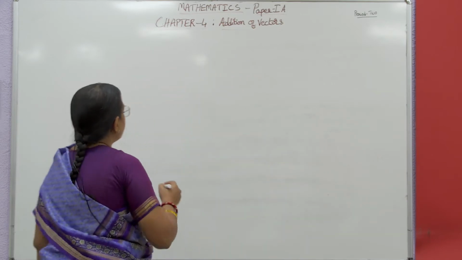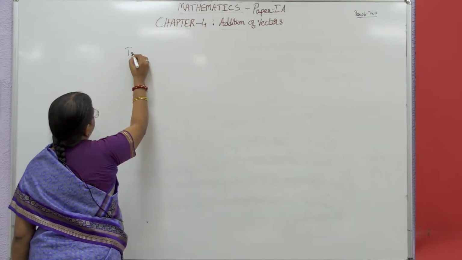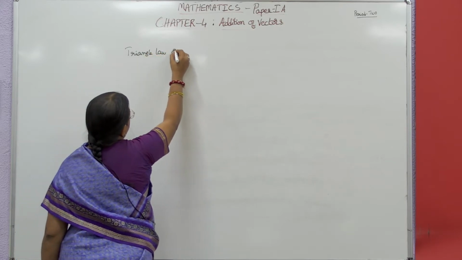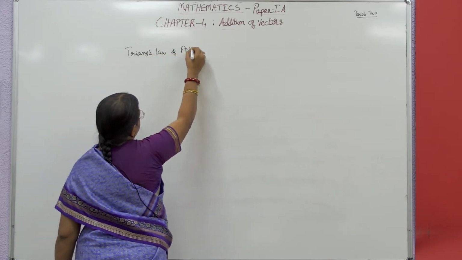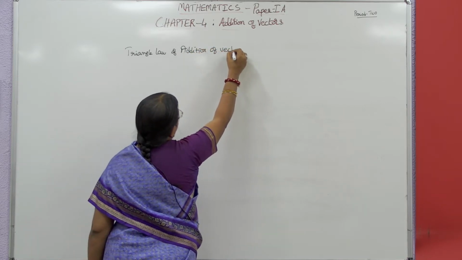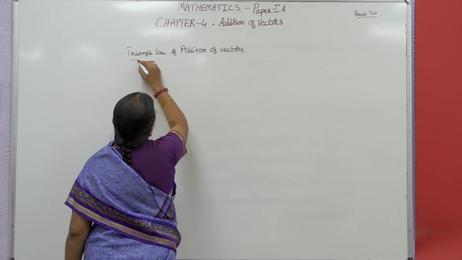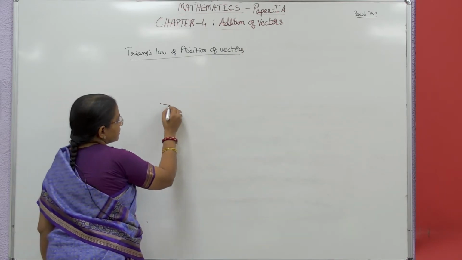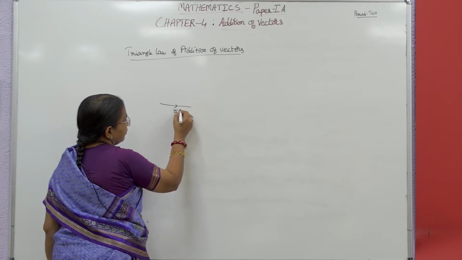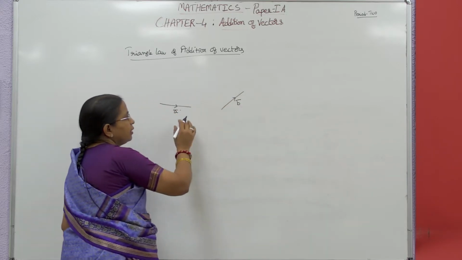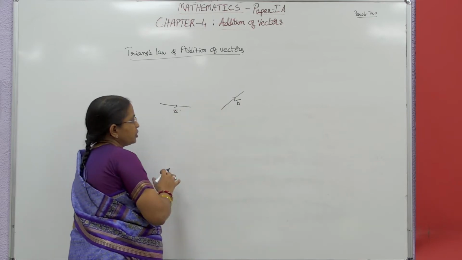Next, we studied the triangle law of vectors, the triangle law of addition of vectors. In this law, when you have to add two vectors, suppose A is a vector like this, and B is another vector like this, then how do we add them? They have different positions here.